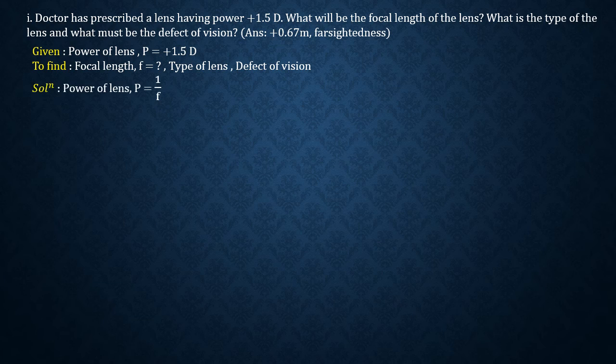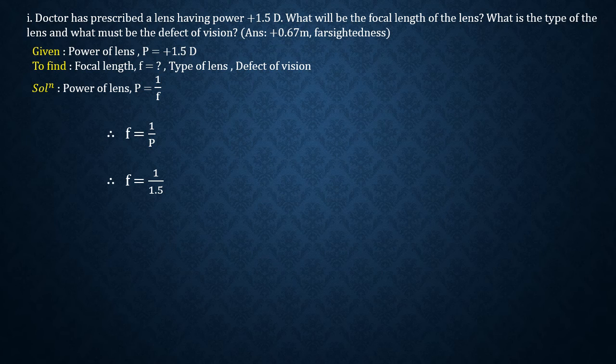So let's start the solution. We know the formula, power of lens P equals 1 upon f. We know the power is nothing but the reciprocal of the focal length. Therefore, P is equal to 1 upon f. Now in this question we are given the power, and therefore the formula will be rearranged as f equals 1 upon P. This f, which is divided here, comes to the left side and becomes multiplied, and this P, which is multiplied, when it comes to the right side, becomes divided. So f is equal to 1 upon P.